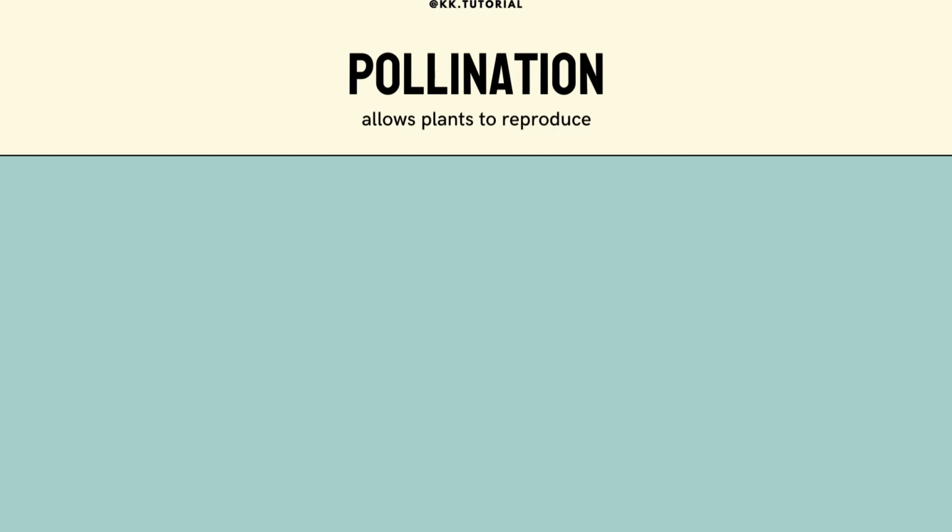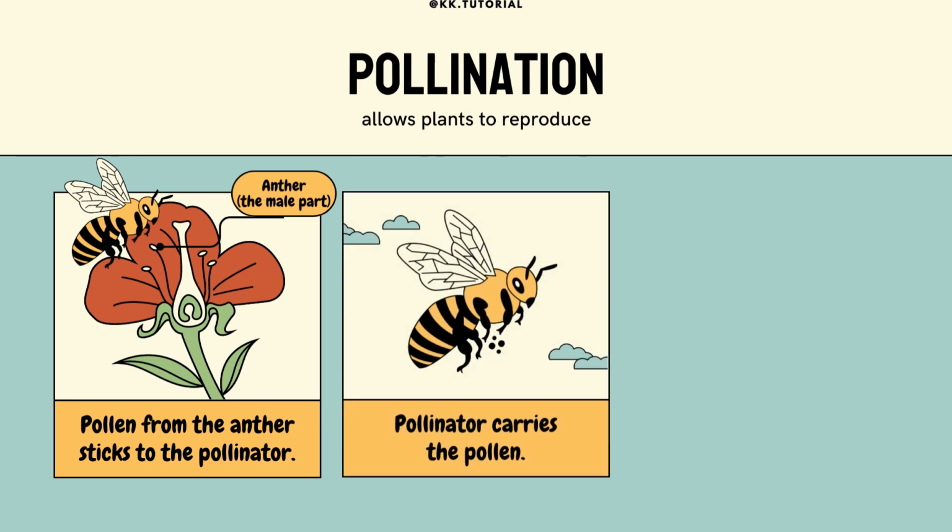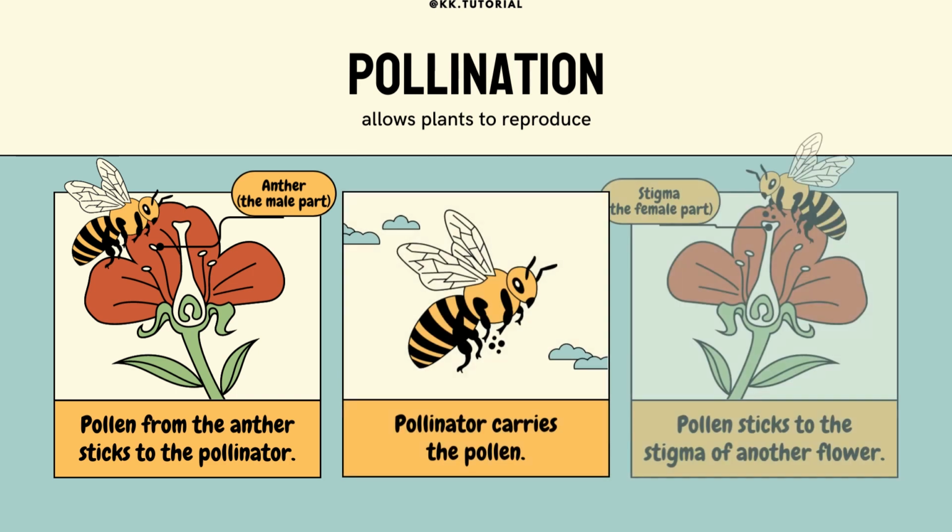Pollination allows plants to reproduce. So firstly, pollinators such as bees sit on a flower, where pollen from the anthers, which is the male reproductive part, sticks to the bees. Then these pollinators carry this pollen to other flowers, where the pollen from the anthers sticks to the stigma of another flower. So this is how pollinators help flowers in reproduction.